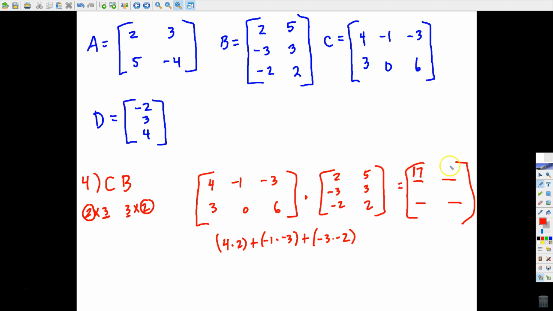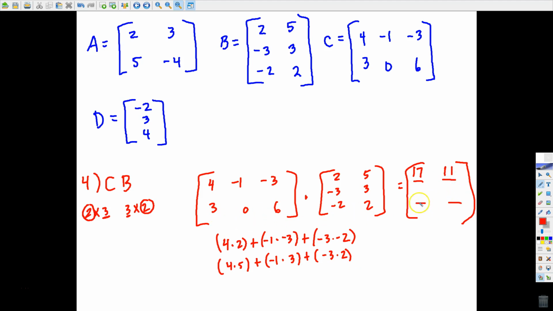All right, and we're going to do that same process now to get row 1, column 2 of our product. So just think row 1 times column 2. That's going to be 4 times 5 plus -1 times 3 plus -3 times 2. 20 plus -3 is 17, and 17 plus -6 is 11.